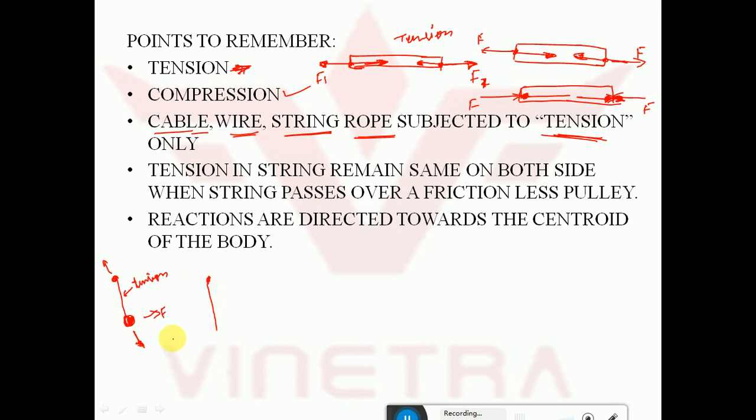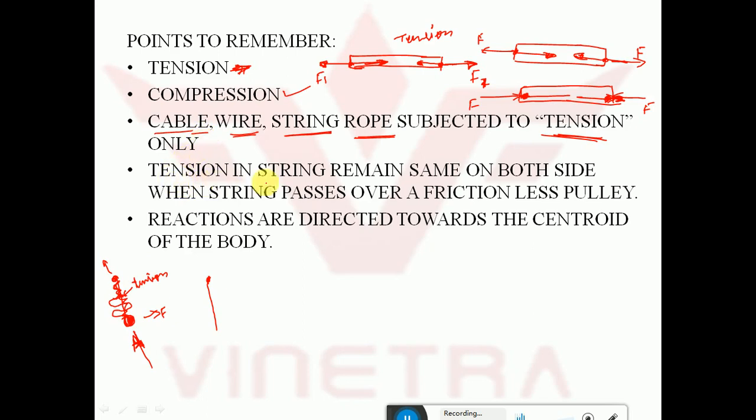For example, if I apply an equal and opposite force, what happens? This will get disturbed and distorted like this. So these things will not take any compression. These members should usually be in tension only.